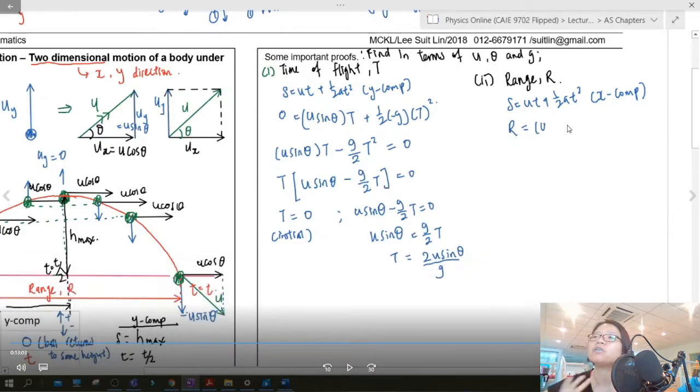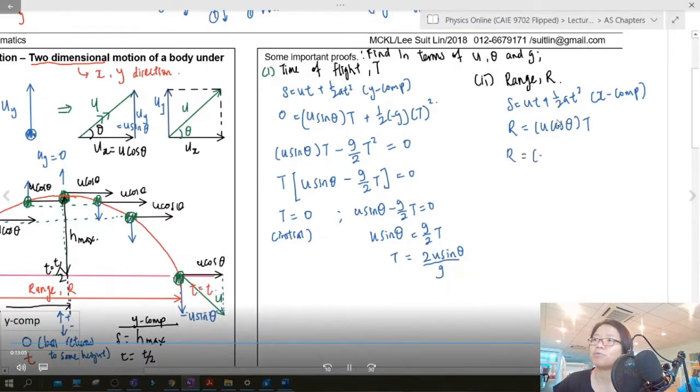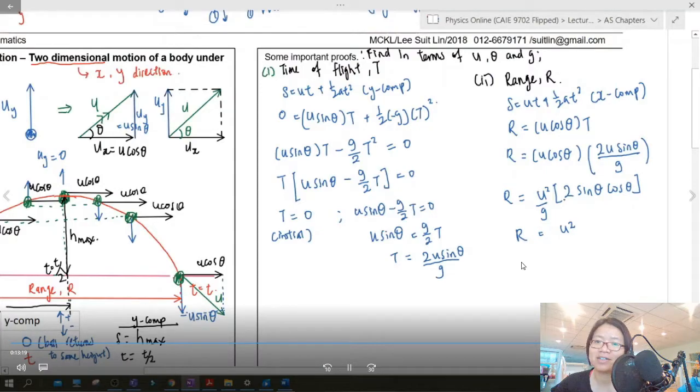Please, how do I know whether I should use x or y? Take your time, develop your skills. Okay, so from here, I'm going to put u cos θ times t. I already know t, which is 2u sin θ over g. Just like all these proofs, it takes a while for you to develop a sense of what you should do. Okay, so you will get R is u squared.